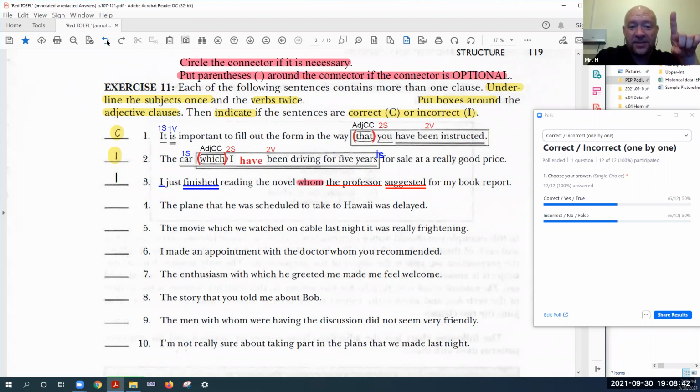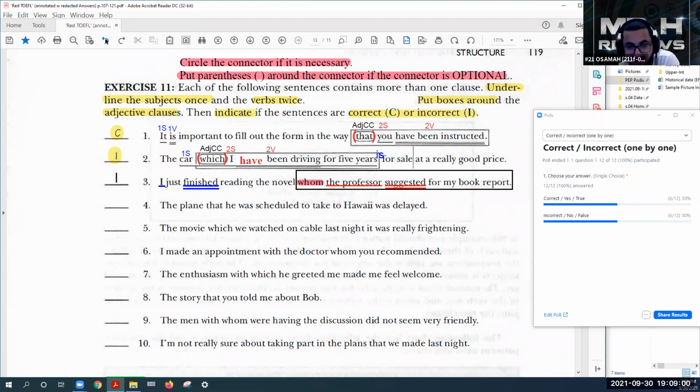Why? Because the connector. So where is the adjective clause then? Just tell me that. The adjective clause? From the connector, remember? Start with the connector. Which the professor suggested. Whom is wrong because whom is for people, but novel is the same as a book. It's a thing. It's the wrong connector, gentlemen.